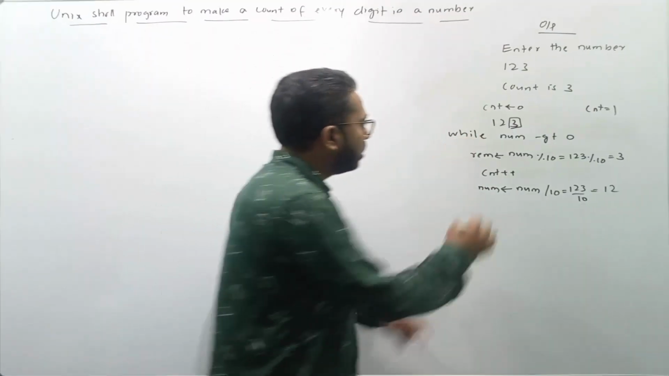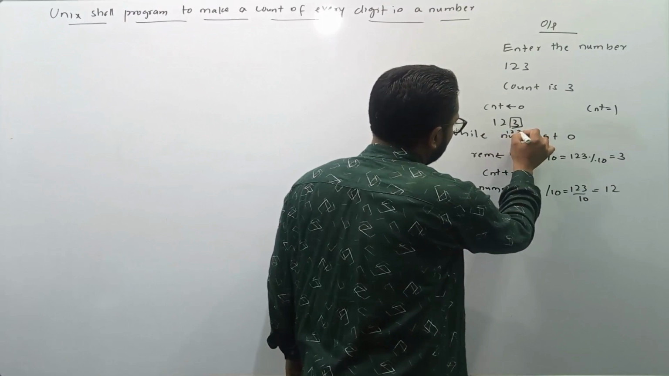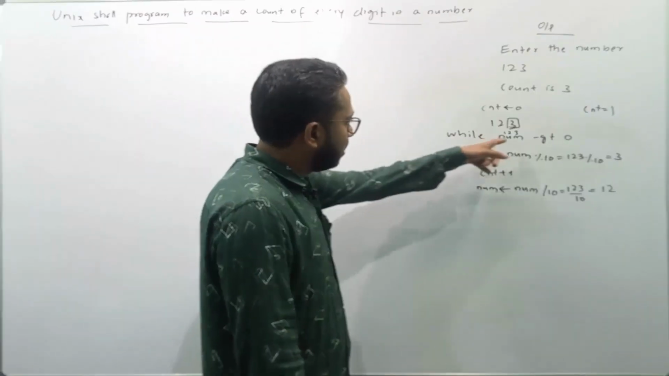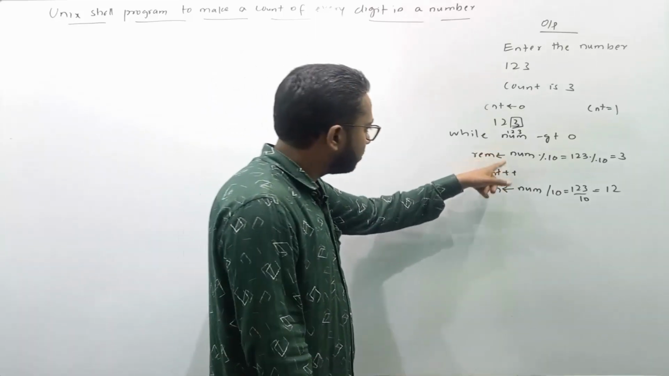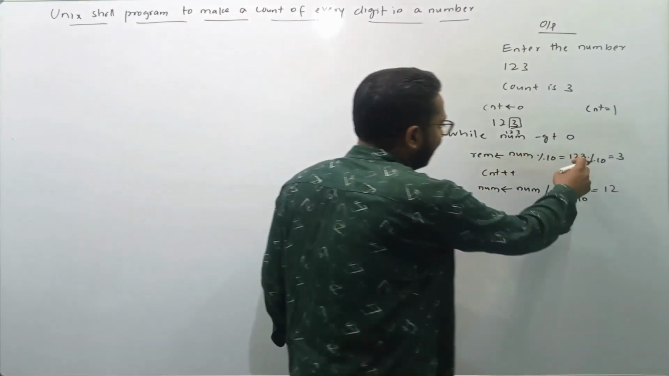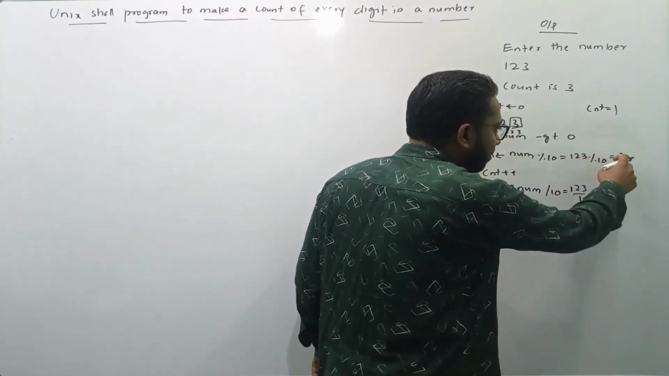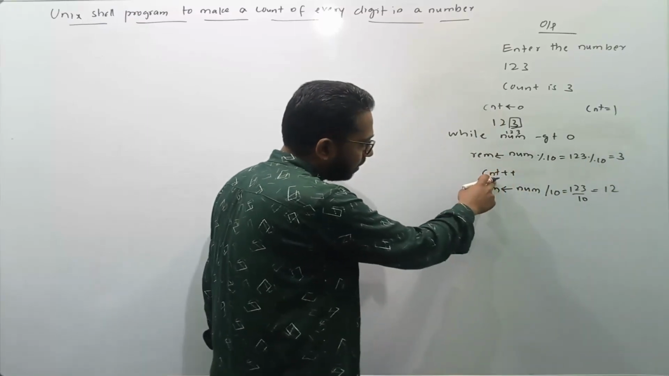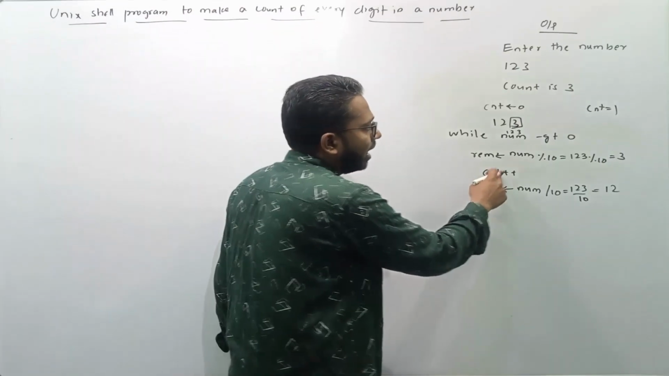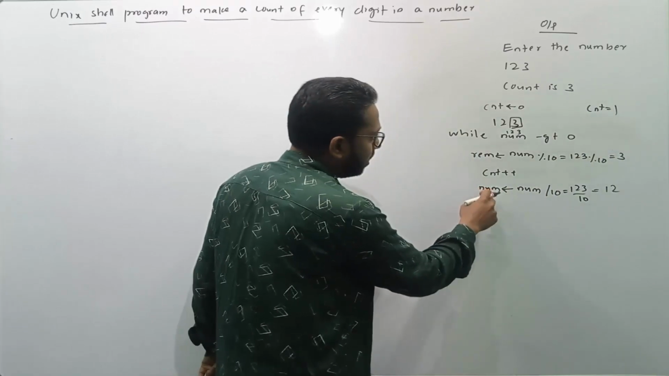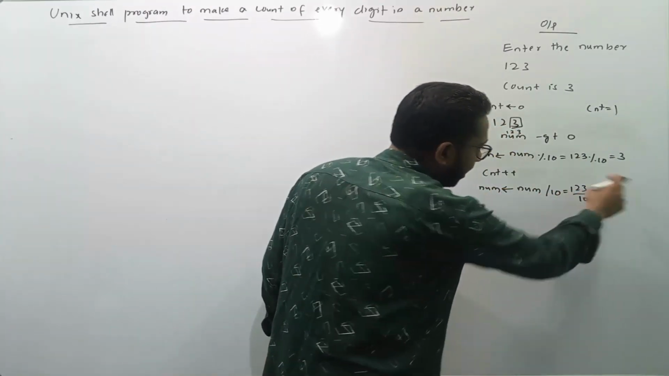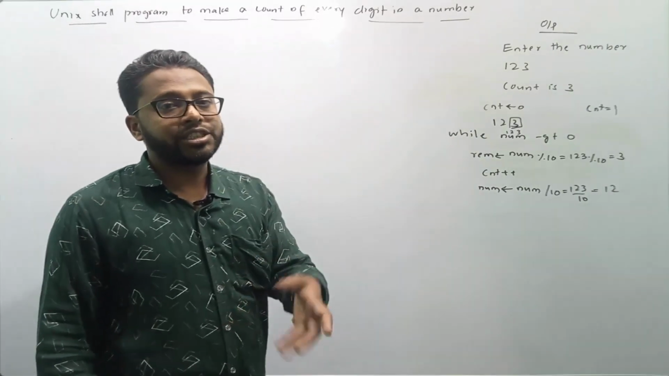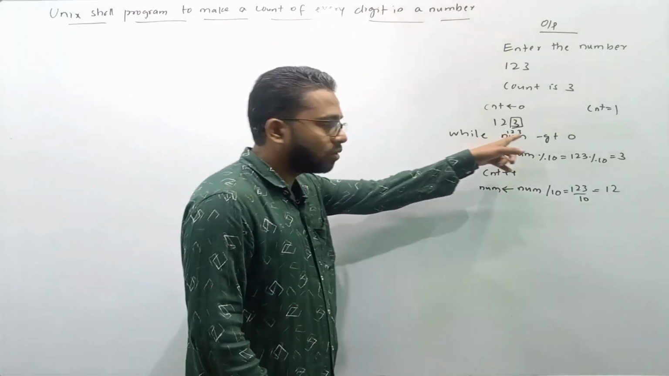Initially the value of num was 123. 123 is greater than 0, the condition becomes true, and control comes inside the while loop where we are finding out the remainder, and we have got the remainder as 3. Immediately after that we are incrementing the value of count and count becomes 1. Then we are reducing 123 to 12 by dividing it by 10 and we will get 12. Now num gets changed to 12. Earlier it was 123.